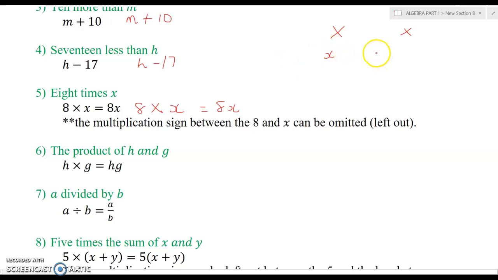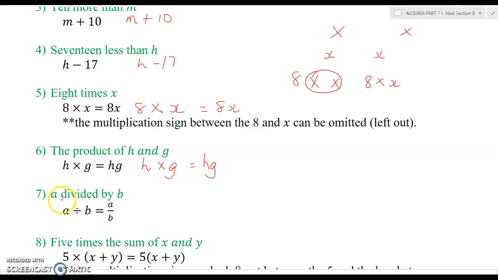Those two curved lines. So like for the 8 times, if you have 8 times x and you write your x as that, it's very confusing. So write it as 8 times x. And so it's easier to differentiate. One is multiplication and one is the letter x, right? Alright, number 6. The product of h and g. Product means multiply. So that's h by g, h times g. And again, once you have a multiplication sign in between, you can leave it out.